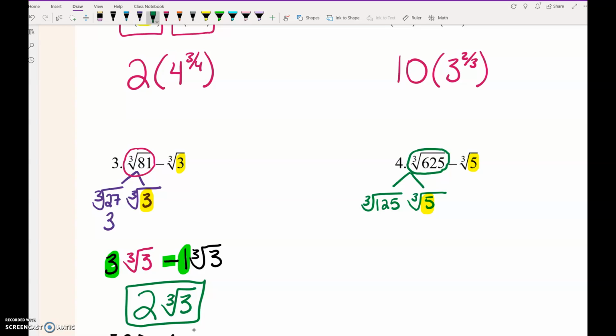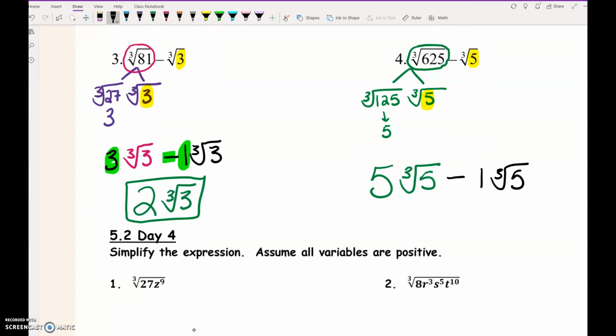The third root of 125 is 5, so this thing becomes 5 times the third root of 5, and then we have minus 1 third root of 5, and 5 minus 1 is 4. So 4 times the third root of 5.